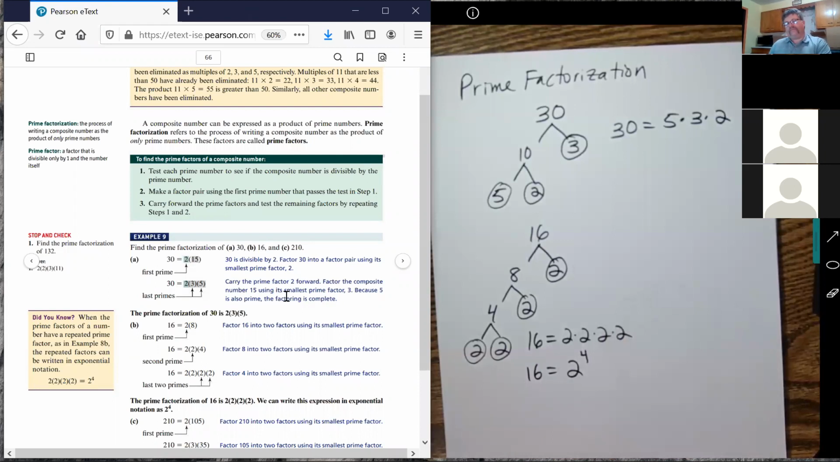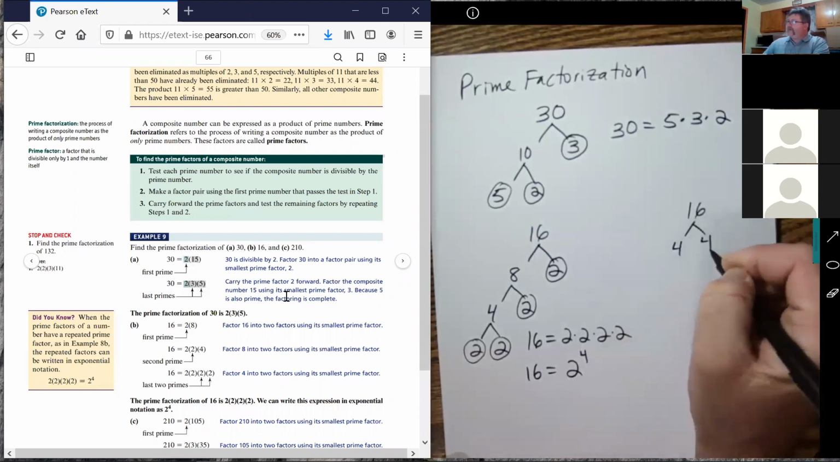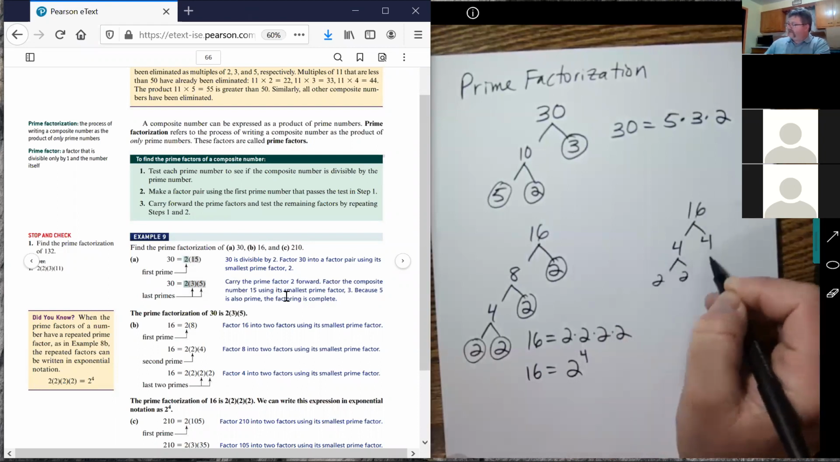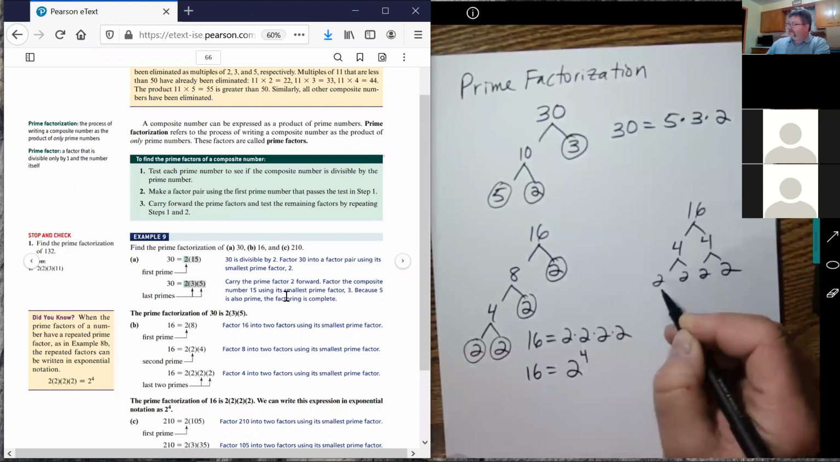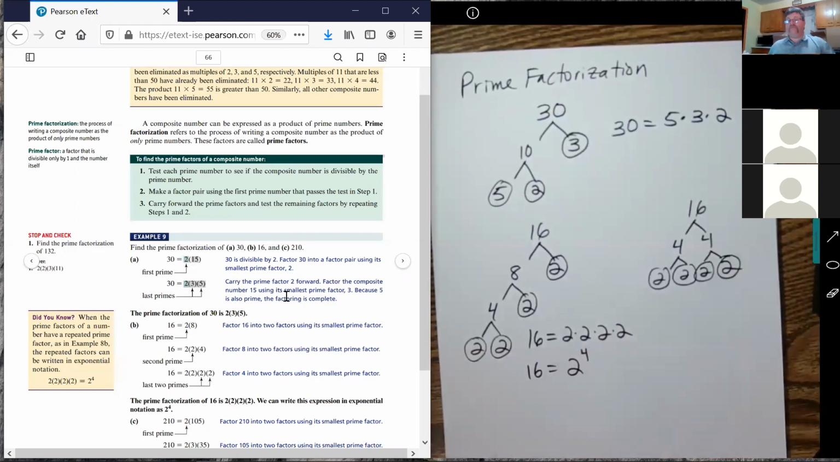Is everybody good there? Yep. Now I decided to say 16 is 8 times 2. You may have said 16 is 4 times 4. You may have started differently, but you always get to the same place. 2 times 2 times 2 times 2. So it doesn't matter where you start. If you're going all the way to primes, which is what we're doing right now, you're going to get the same answer.